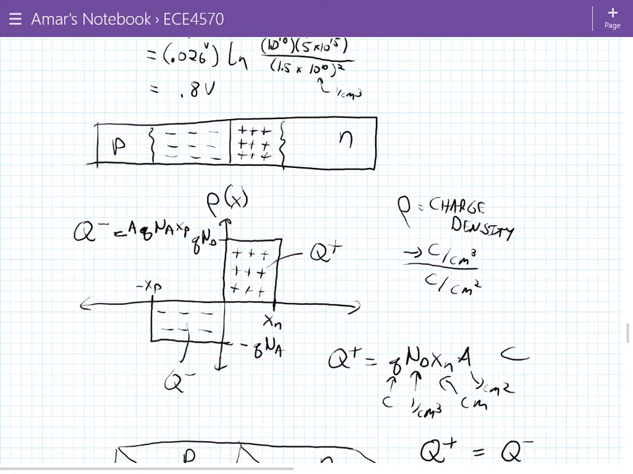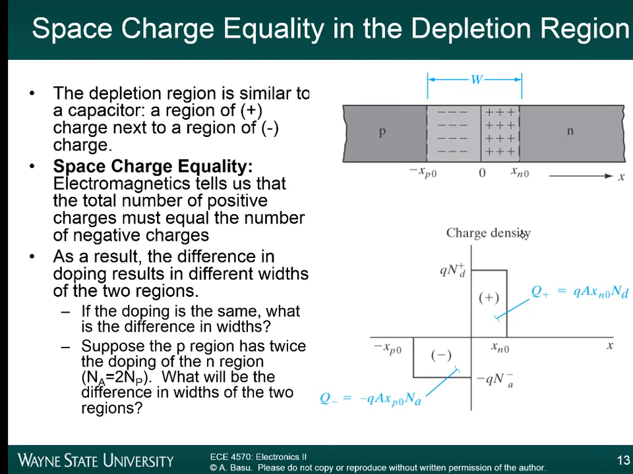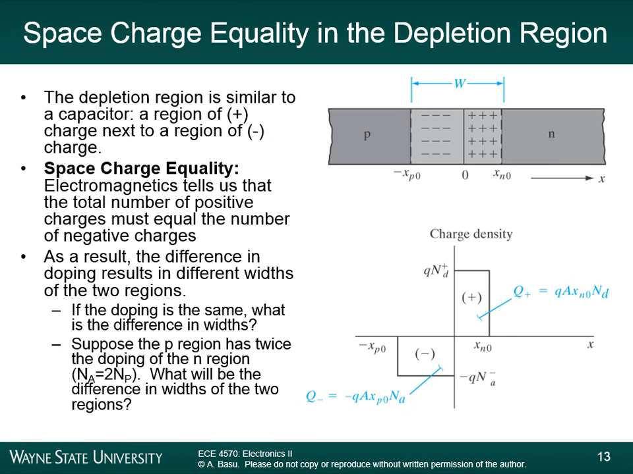I know we did go over this relatively quickly, but you can always look over this stuff on the video if you'd like. Just as this last example, suppose the P region has twice the doping of the N region. The difference in the widths of the two regions is also going to differ by a factor of 2. If one side has twice the doping, the size of the depletion region on that side will be 1/2. So it's an inverse relation. Higher doping, smaller depletion width.